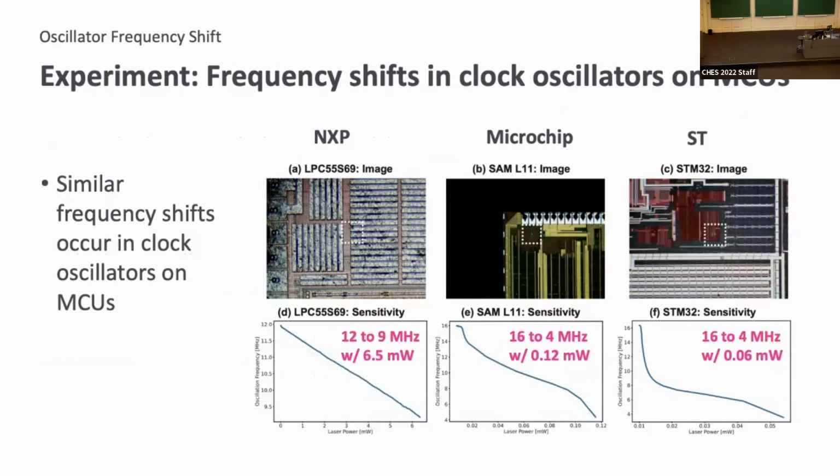The next experiment is frequency shifts in clock oscillators on commercial microcontrollers. We repeated the previous experiments with microcontrollers configured to emit clock signals at their GPIO pins. Then we observed similar frequency shifts in other targets from different vendors. There's a variety in the sensitivity and linearity. One has high linearity and less sensitivity, and the others have lower linearity and high sensitivity.